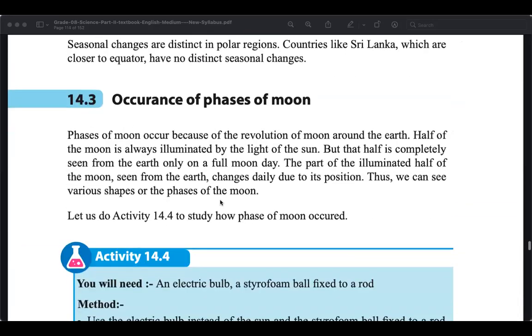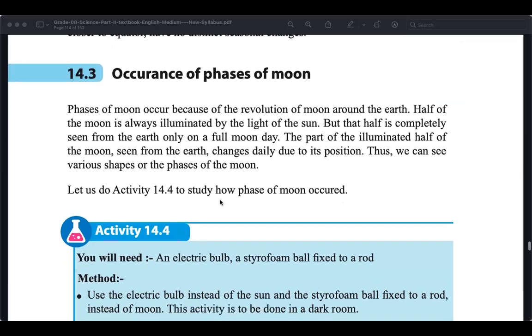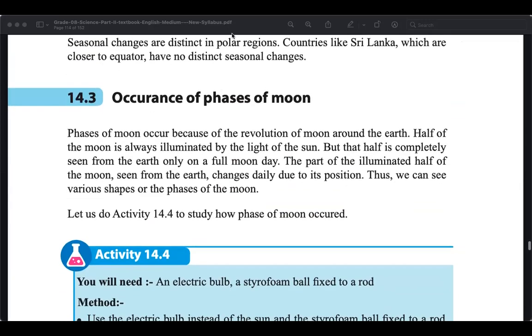Okay, then the occurrences of phases of the moon, different phases. Phases means you can see, if you observe the moon on different days, you will see different phases. Different phases. So that means the visible area is different from day to day. Why is this happening? Why is this difference there?